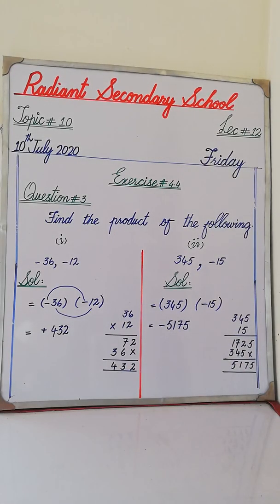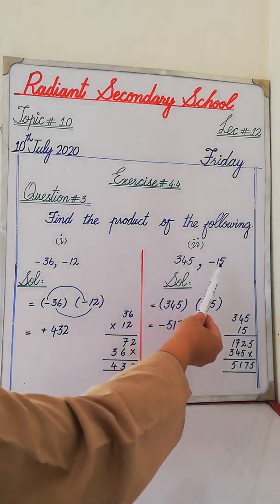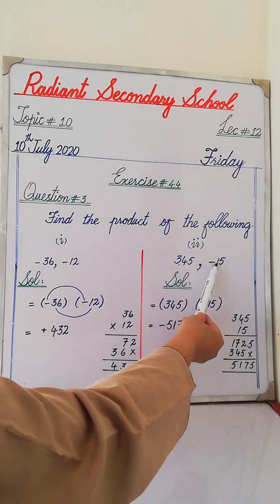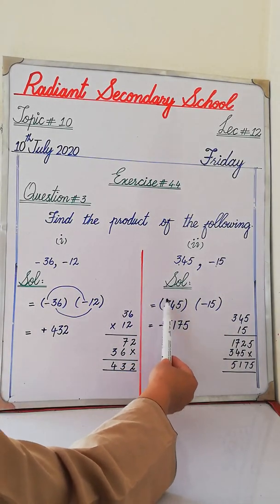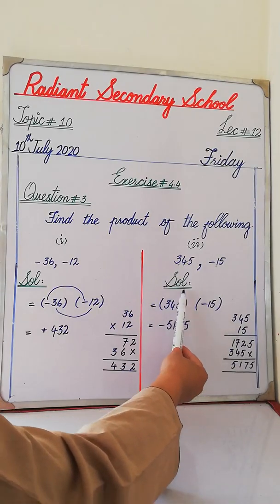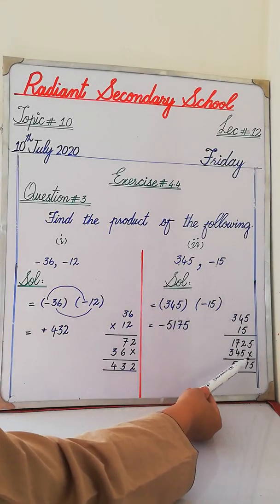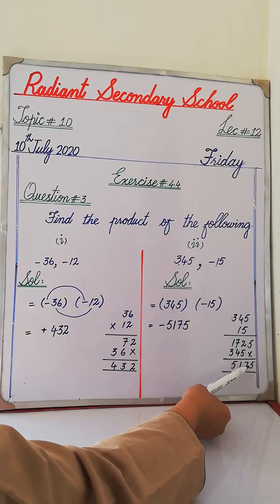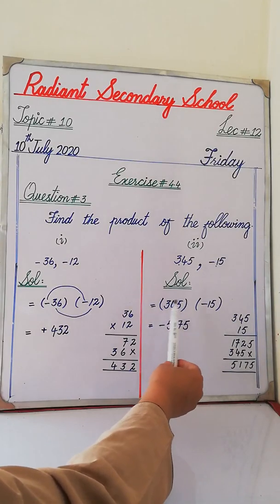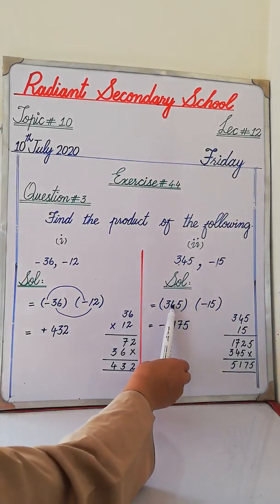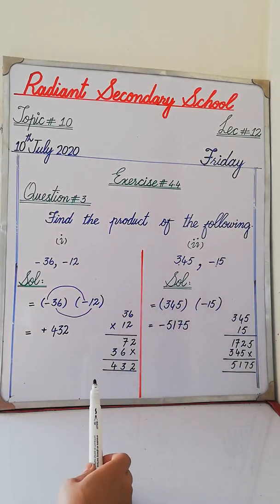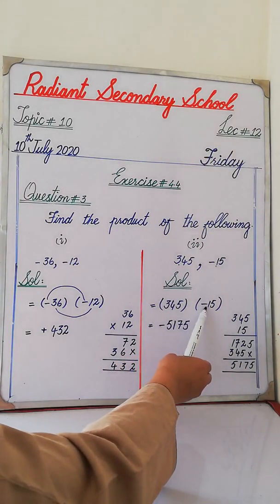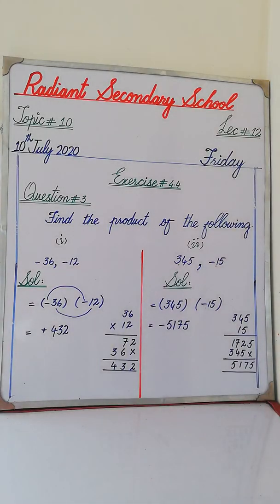Now in the second part, my two numbers are in this form: one is positive, one is negative. In the first step I will insert brackets around them, then I will multiply both numbers. You can see the rough work answer will be 5175, and when I multiply both signs, this number has no sign, which means a plus sign is there. Plus multiplied by minus, then the answer will be minus 5175.